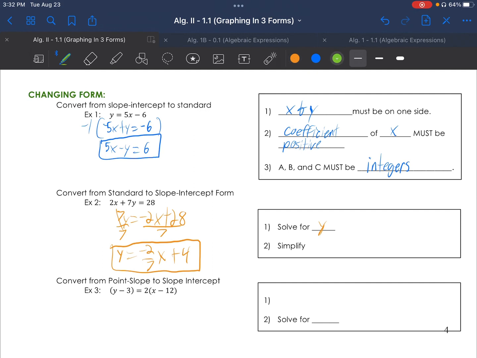Last but not least, we're going to go starting in point slope form to slope intercept. We don't really convert to point slope. That's kind of a pain actually to convert to it. So for point slope, the first step is to distribute. So we'll distribute this 2. So you have y minus 3 equals 2x minus 24. Then solve for y. So you add or subtract whatever was with the y. So we add 3 to both sides to get y equals 2x minus 21.